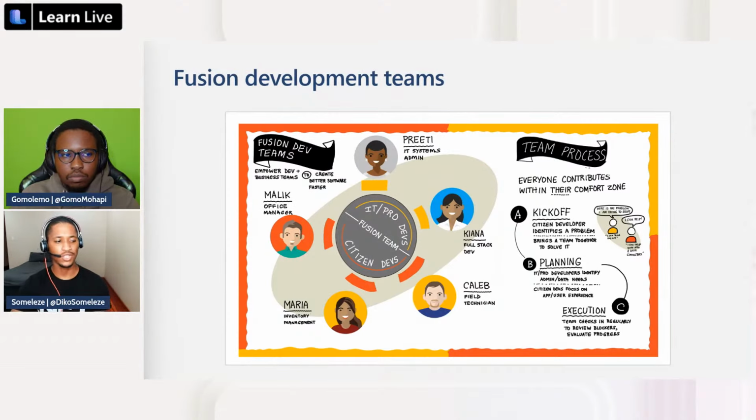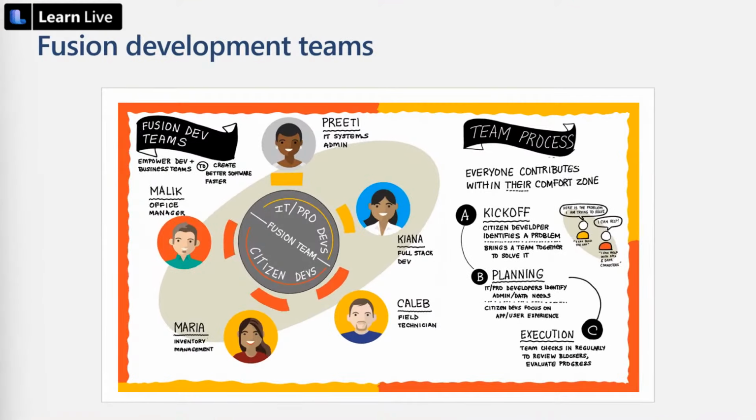There's also a flow chart on this graphic that you see on the screen, which indicates the steps of the fusion development process at a high level. The first step is the kickoff, when a citizen developer identifies a problem and a team forms around how to solve it. The second step is to plan to solve the problem, and the third step is execution.